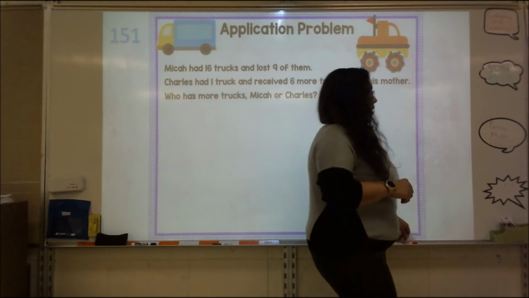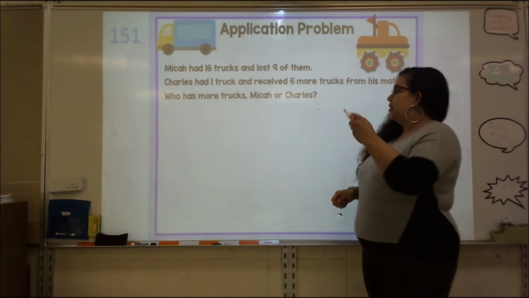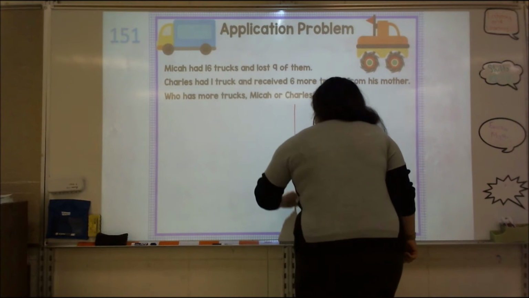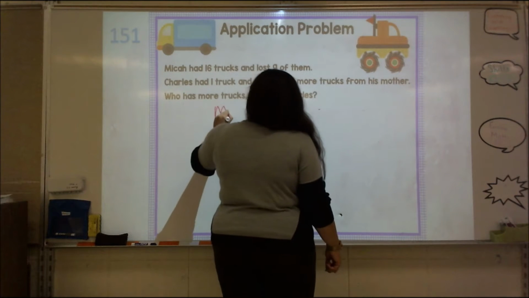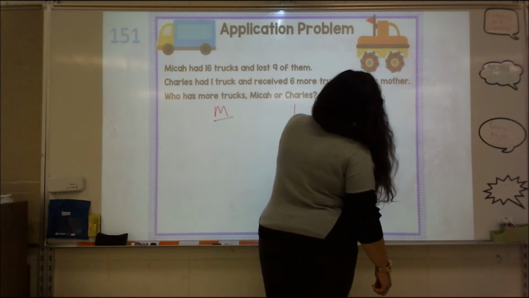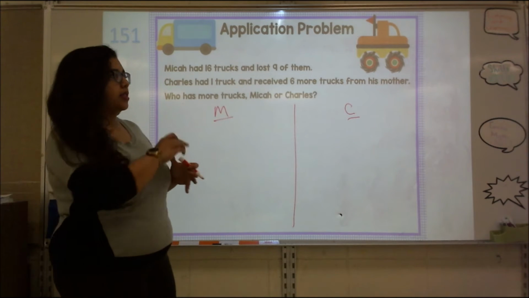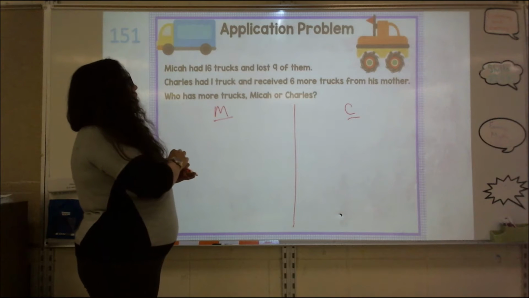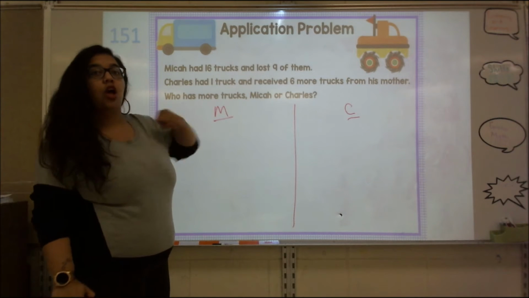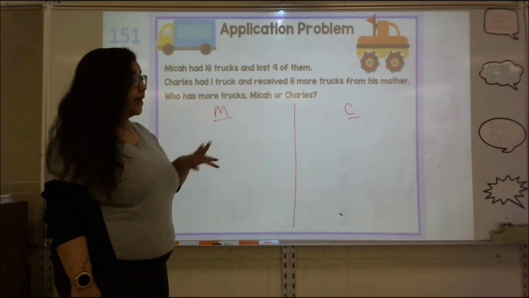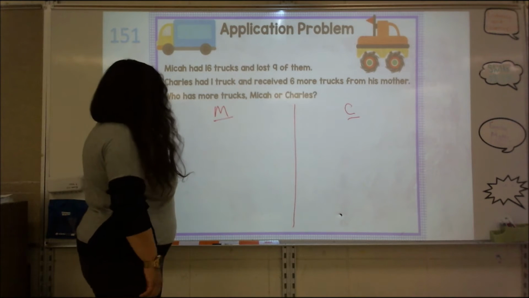All right, so yes, here we are. And as I told you to do, we're going to split our space. We see Micah and we see Charles. Now, we're going to write separate pictures and separate number sentences for each of them. Micah had 16 trucks and lost. Lost. Them trucks is gone. They're not his anymore. That's subtract. So let's draw for Micah.